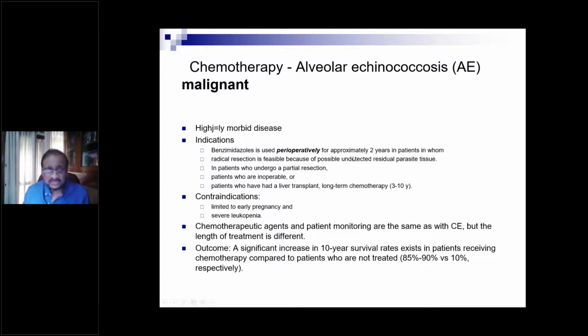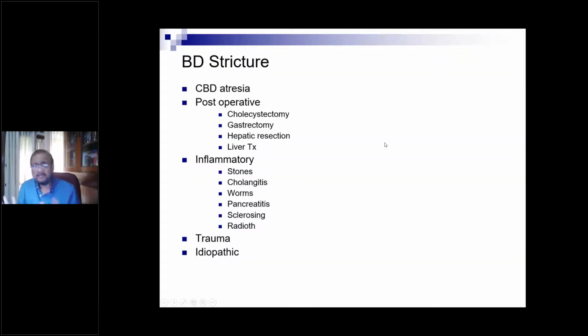So partial resection, inoperable, or those who had a liver transplant, long-term chemotherapy for 3 to 10 years. See this, 3 to 10 years. You have to continue with this drug, right? Contraindications, pregnant female and severe leukopenia, you don't use it, right? So the monitoring is again the same. Outcome, increase in 10-year survival rate in patients receiving chemotherapy compared to patients who are not treated, right? So just remember, with the alveolar variety, if you have a CBD obstruction in these patients, the treatment has to be medical.